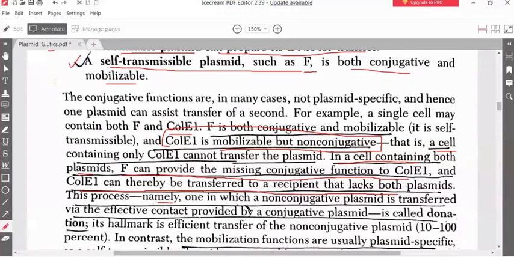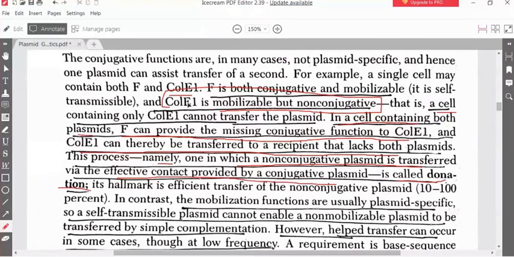The process in which the non-conjugative plasmid is transferred via the effective contact provided by the conjugative plasmid is called donation. It is a very important topic, donation. Donation means the F plasmid is donating the COL-E1 to the recipient cell, because normally COL-E1 cannot transfer to the recipient cell because it is non-conjugative, they cannot make the pili. But now, due to the presence of the F plasmid, F can express those missing genes for the formation of the pili, so that now the COL-E1 can prepare its DNA to be transferred. So this process is called donation.